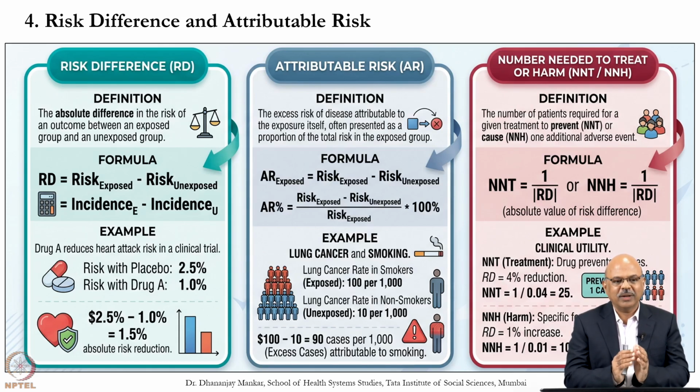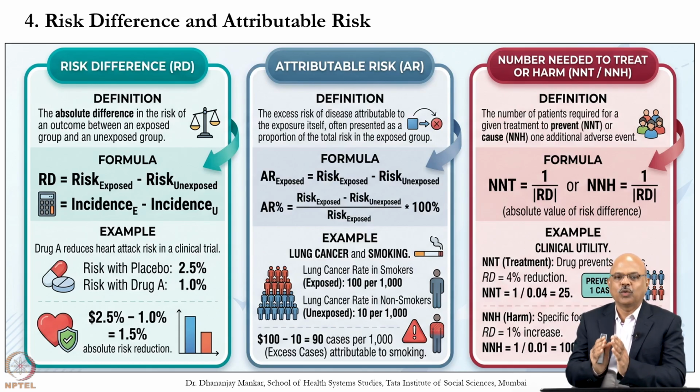Example: a drug A reduces heart attack risk in a clinical trial. So the risk with placebo is 2.5%, and the risk with the drug is 1%. So the absolute risk reduction is 1.5.